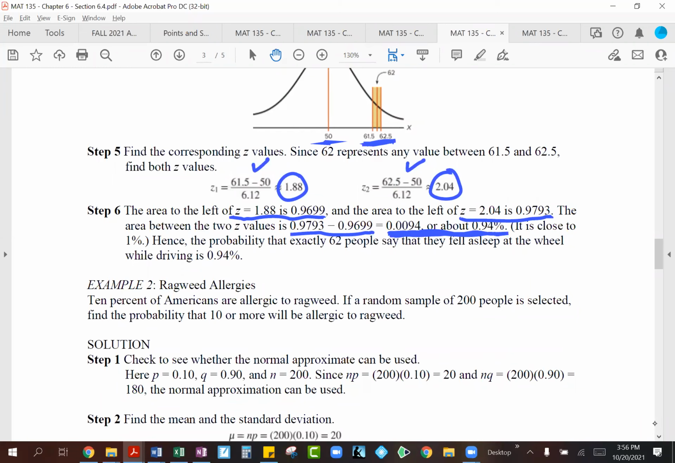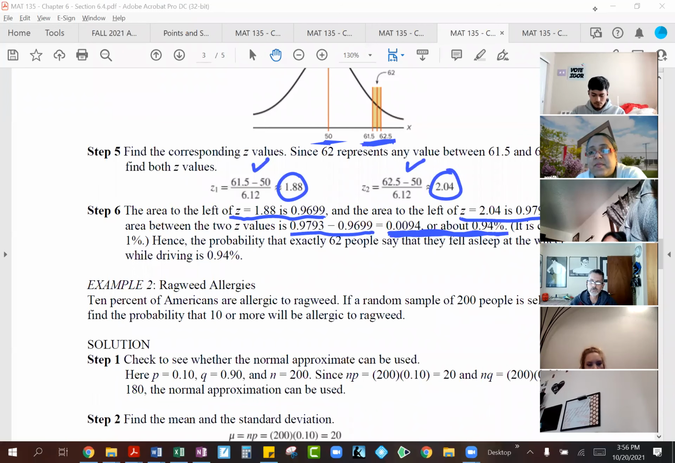So we're saying there's less than a 1% chance that exactly 62 people will say that they fell asleep at the wheel. Remember, this is not about whether they actually fall asleep or not. This is about what they will say, right? What they will claim that they did. So we're saying not a whole lot of people are going to admit that they fell asleep at the wheel. And that's kind of what we are saying in this case.